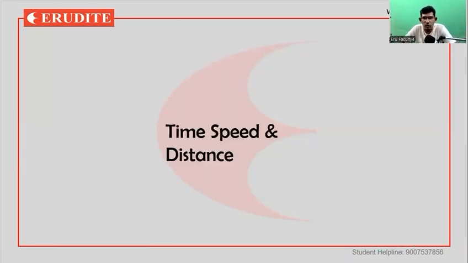Now here we talk about time, speed, and distance. Time, speed, distance is a hugely popular topic in CAT. In every slot of CAT, we will find at least 2 questions on time, speed, and distance. The topic itself is very large. There are a lot of subtopics or variety of questions under this topic.